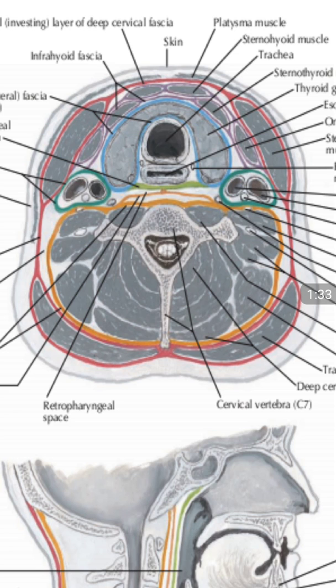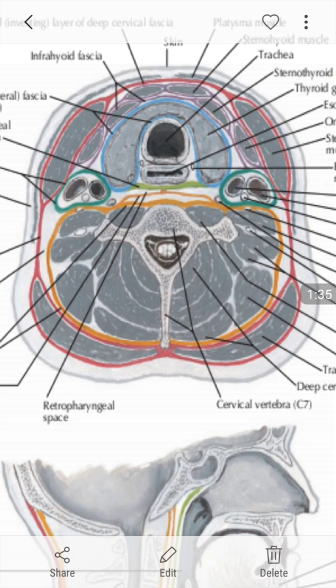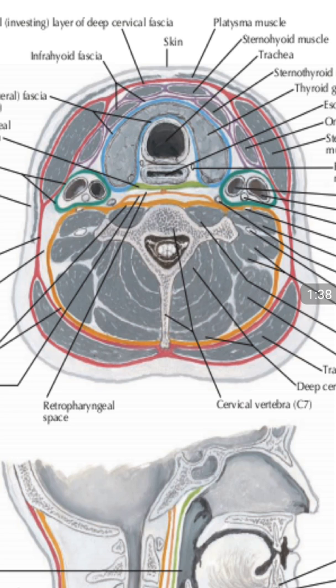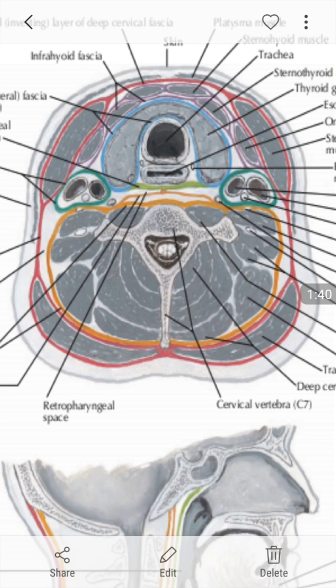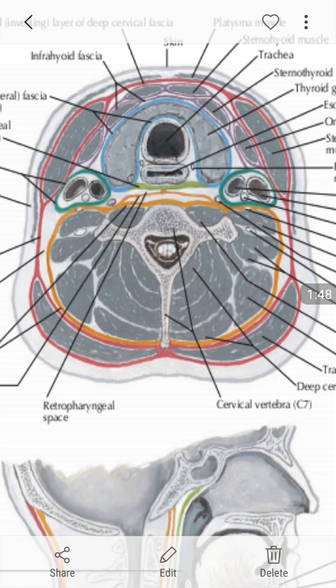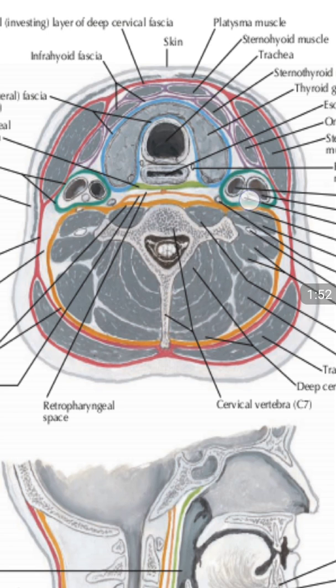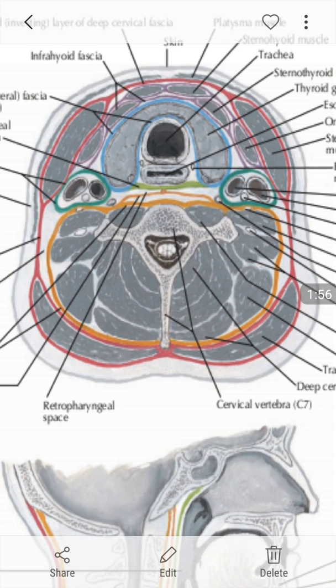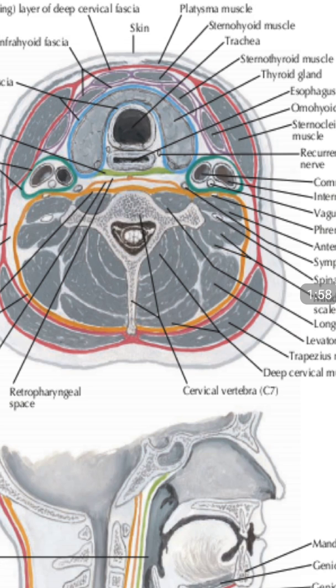Then we have turquoise green. These are the carotid sheaths. These carotid sheaths are condensations of deep fascia around certain structures like the internal carotid artery, common carotid artery, vagus nerve and the internal jugular vein.